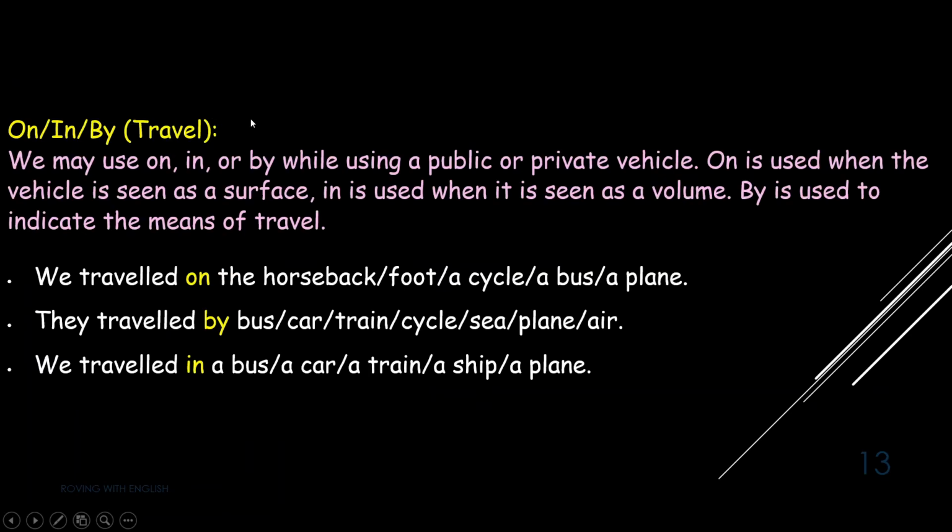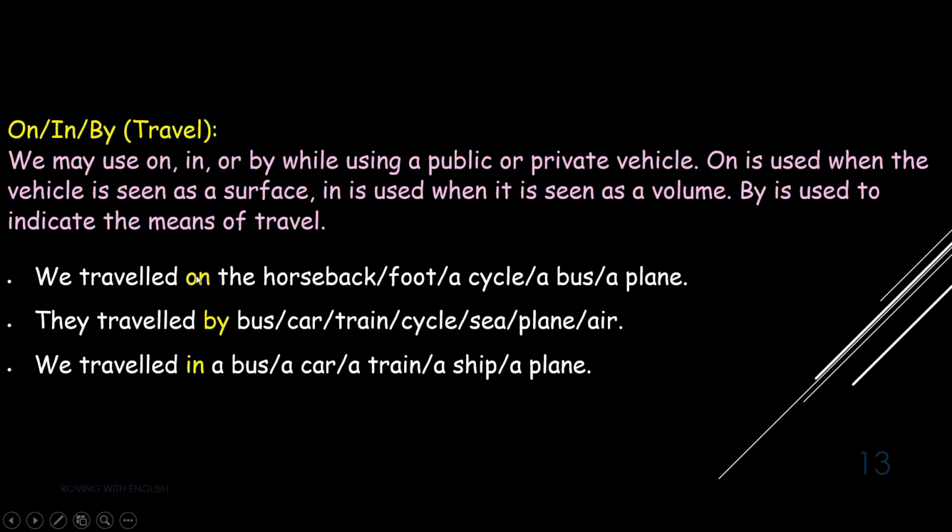Next is on, in, by. We may use on, in, or by while using a public or private vehicle. On is used when the vehicle is seen as a surface. In is used when it is seen as a volume. And by is used to indicate the means of travel.